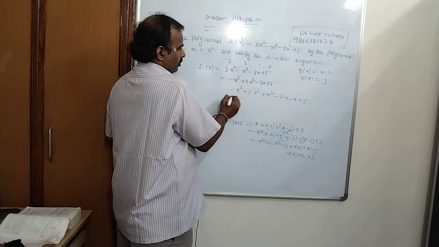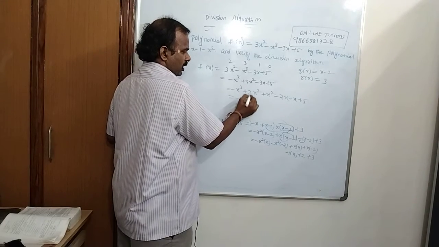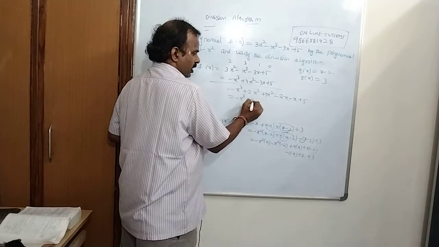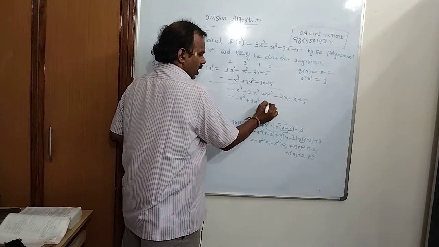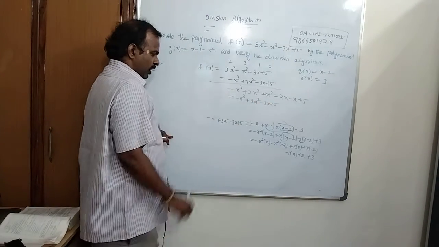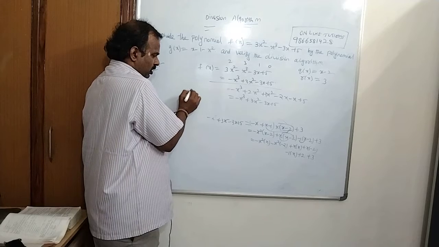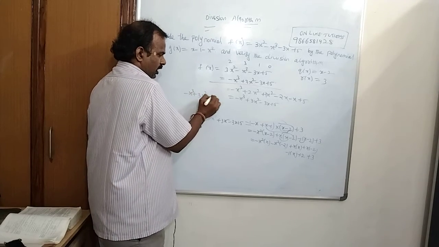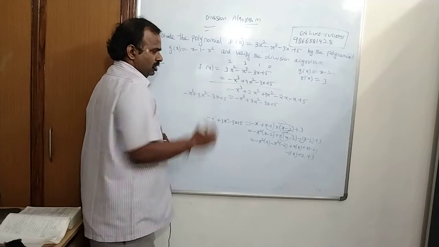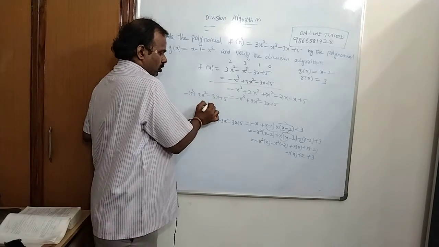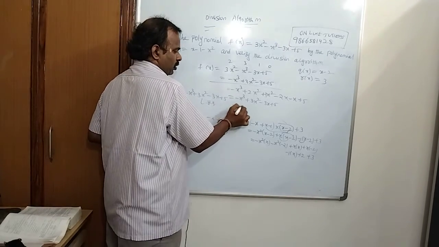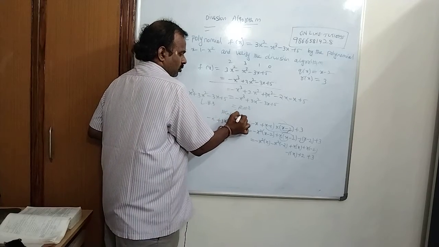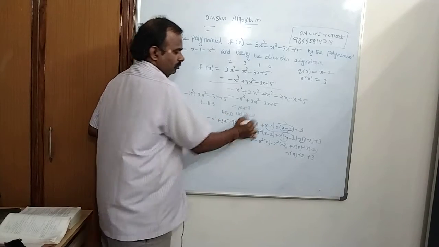Minus 2x minus x, minus 3x, plus 5. So here minus x cube plus 2x square plus x square, coefficient is 3x square, minus 3x plus 5, and what is there in the LHS? Minus x cube plus 3x square minus 3x plus 5. So LHS is equal to RHS, hence verified. Okay.